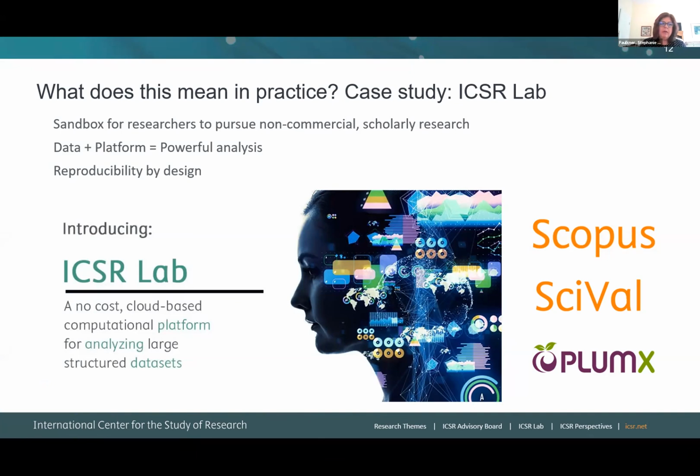We're always looking for new ones to add where it makes sense. And it will talk a little bit about the application process, right? There's some terms and conditions you have to agree to and things like that. So ICSR.net, down on the bottom right side, you'll see ICSR Lab right there on the main page. Just click through and then you can read more about that and apply.